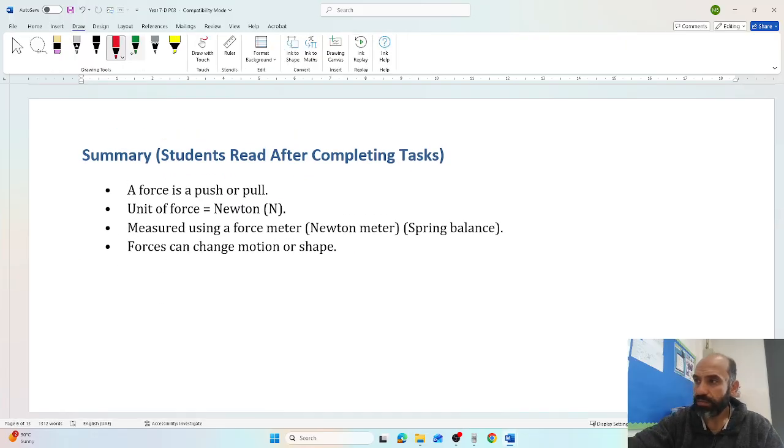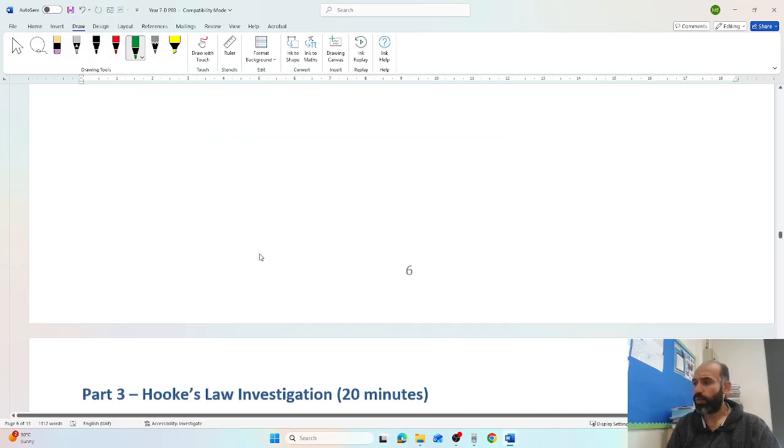This is the summary. So what's meant by a force? It is just a push or a pull. What's the measuring unit of force? It is Newton. How can you measure the force? By using a device which is called a force meter or Newton meter or spring balance. What is the main function of force? Force can be used just to change the motion or the shape. This is a quick summary.